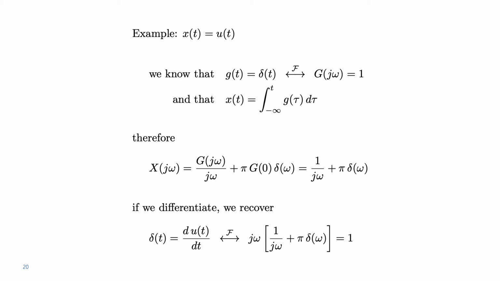It would be j omega pi delta omega. But we remember, for the property of the Dirac impulse, that any signal multiplied by an impulse gives the same impulse scaled by the value that the signal takes where the impulse is placed. In this case, the impulse is in 0, right? And j omega evaluated for omega equals 0 is 0. So there is no second term. The result is simply 1. Well, but we expected that because the Fourier transform of the impulse is 1. So everything makes sense.